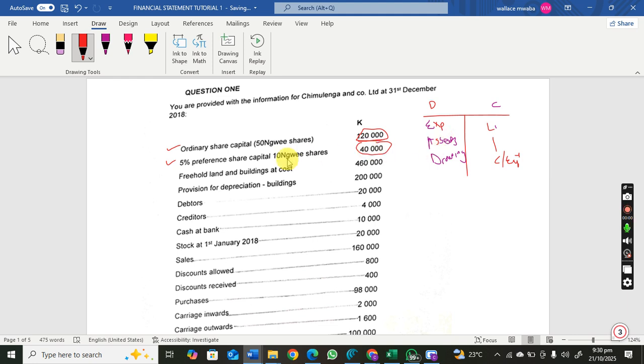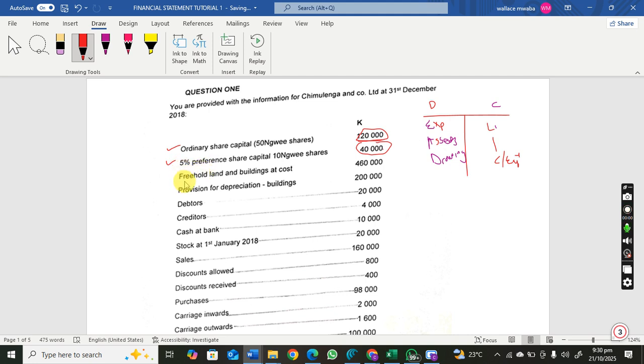So this preference capital will go on the credit side of our trial balance. Equity accounts have an opening balance on the credit side. These are the double entry rules, colleagues, all right?